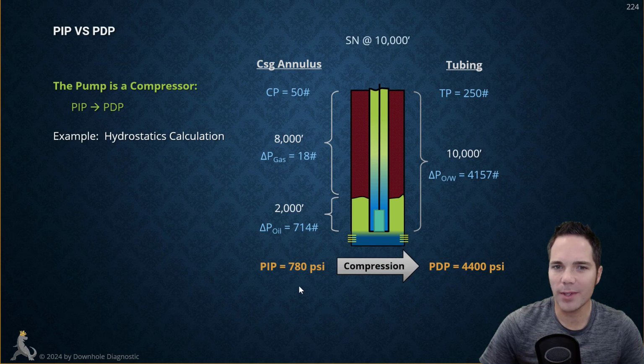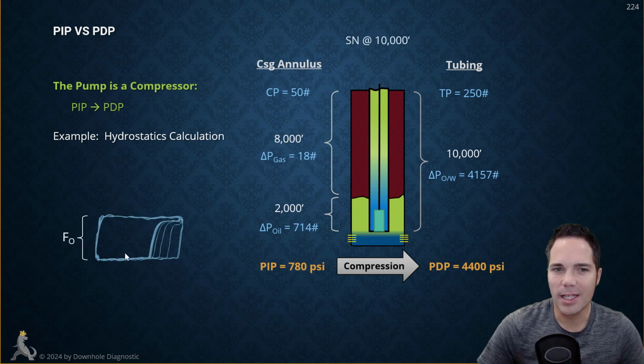So what is the pump doing? It's taking in fluid at 780. It has to compress it to 4,400 pounds. Now, if we were able to get this well pumped off, this column right here of oil would disappear. Your gas column would get 2,000 feet longer, and essentially your pump intake pressure might change to say 25. So your pump intake pressure would be 50 plus 25. It would be 75 psi, and it would still have to compress it to that same high pump discharge pressure.